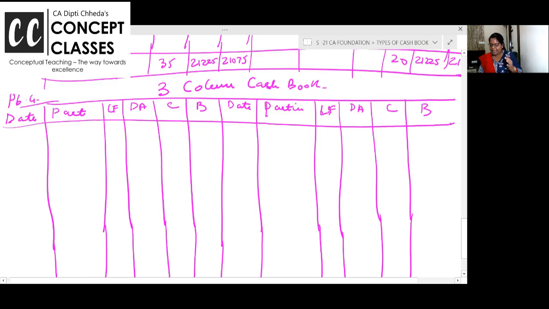Date, particulars, LF, discount allowed, cash and bank. Okay? Let's start with January 1. 1st of January. Opening balance in the cash column is 50,000. Write it down.